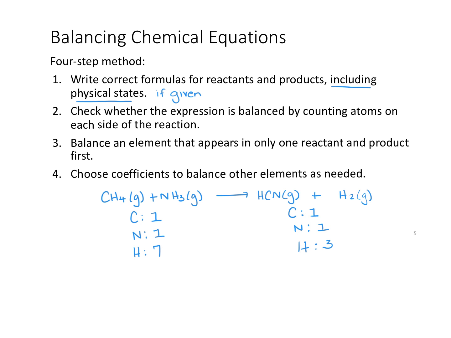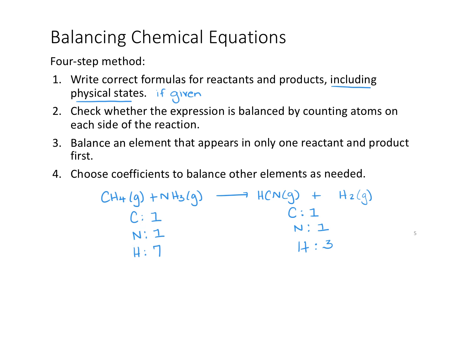Now, the next step here is it says balance an element that appears in only one reactant and product first. Now, what does that mean? Well, when we look at this, you've got hydrogen in CH4 and hydrogen in NH3. So you wouldn't want to balance the hydrogens because the hydrogens are in 2 different chemical species on the same side. Same thing going on here. You would want to start with the carbons and the nitrogens first.